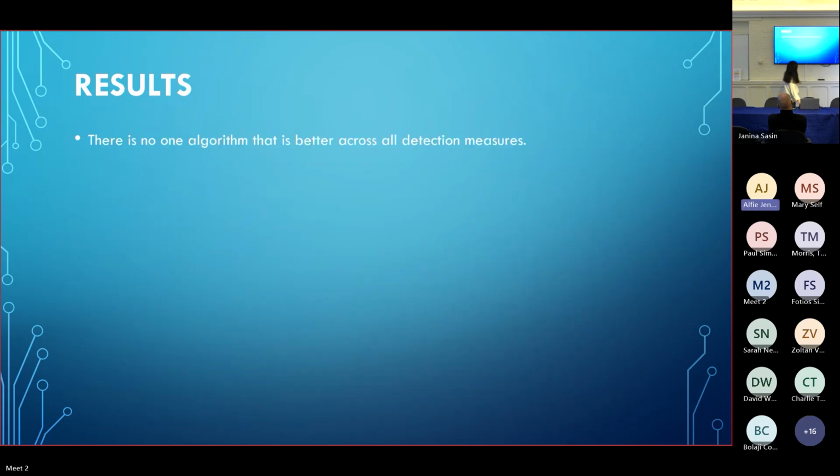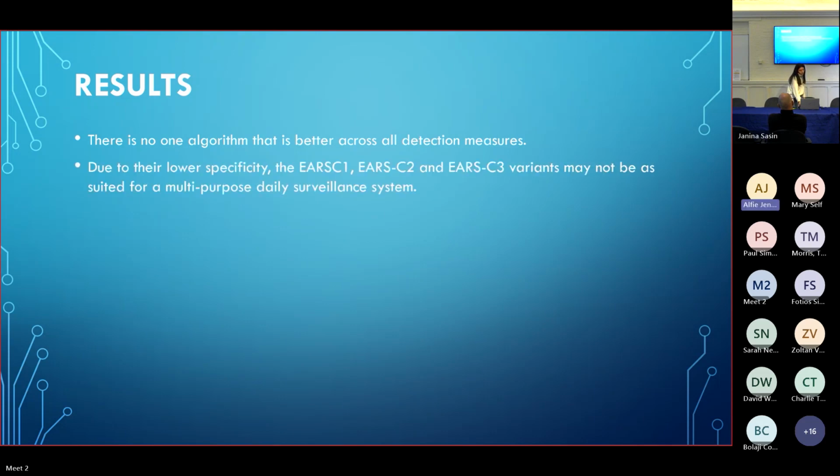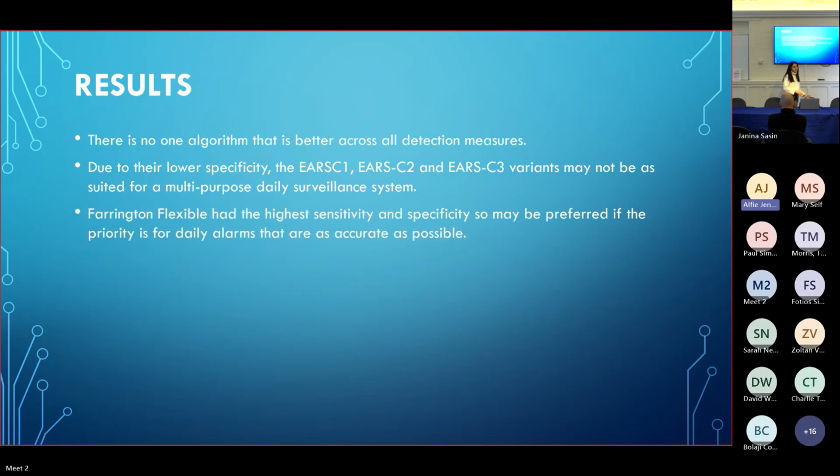So in conclusion, we couldn't observe that any one algorithm is better across all measures. Each one is better for a certain measure. Due to their lower specificity, the EARS versions may not be as suited for multipurpose daily surveillance. And the Farrington Flexible has the highest sensitivity and specificity, so it could be preferred in cases where we're looking for accuracy.